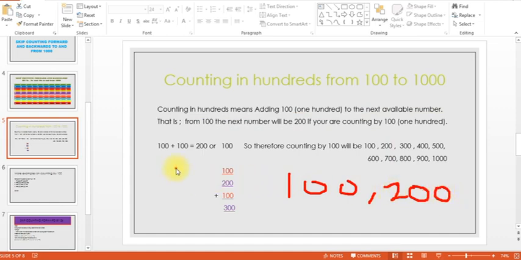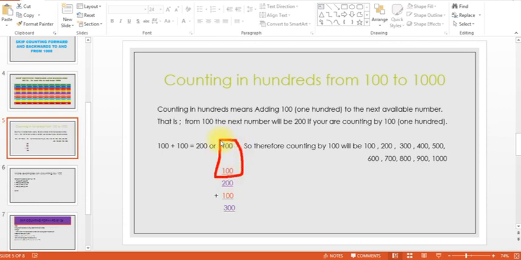Now let's take an example before we move on to the next slide. 100 plus 100 will give us 200 here. That's when we are skip counting by hundreds. So this is the 100, you add only 100 to it.